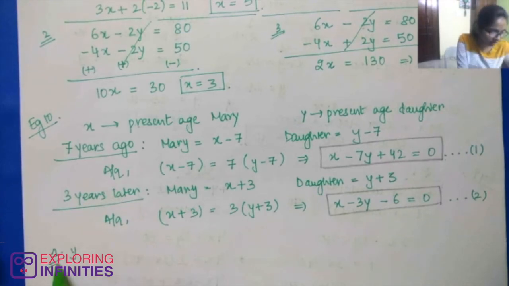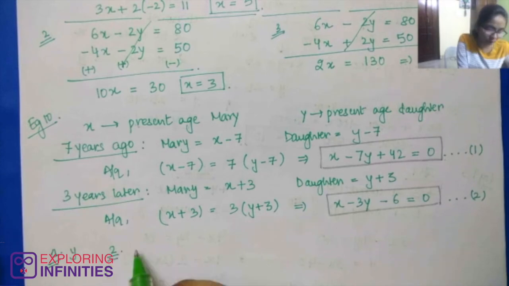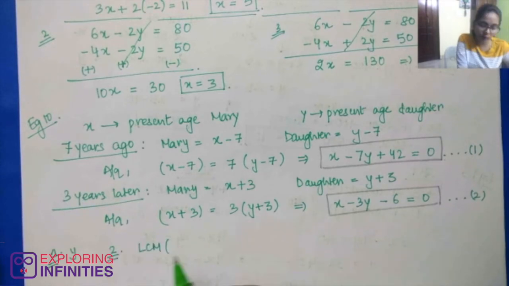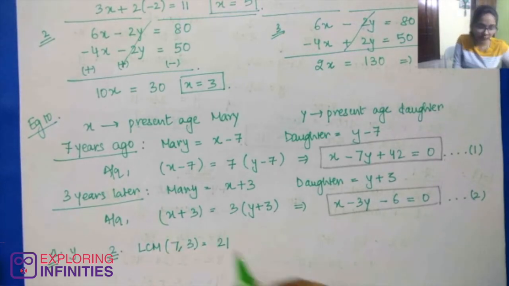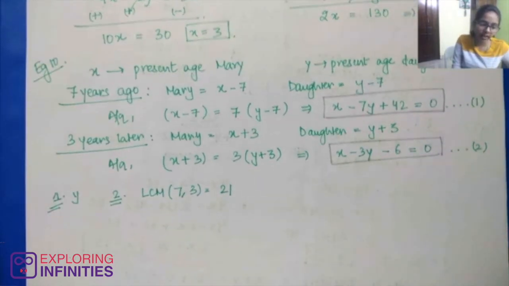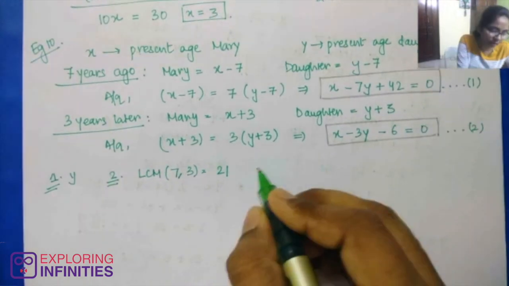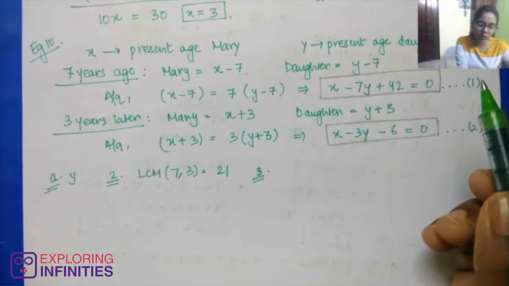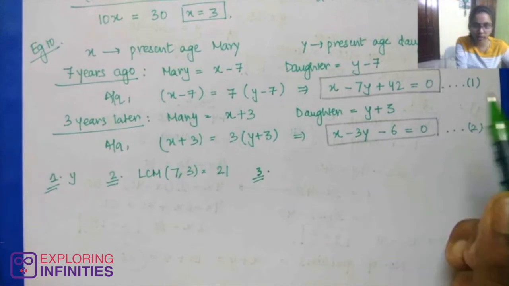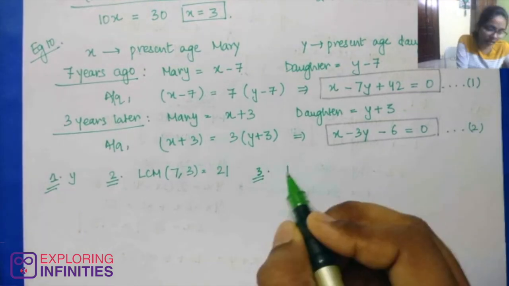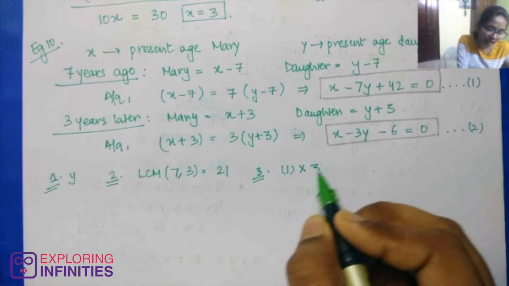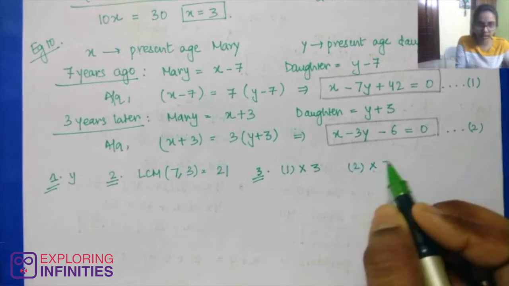My second step is to take the LCM of my coefficients for y, that is 7 and 3. So I have LCM as 21. My third step will be making my 7y into 21y and 3y into 21y. So I multiply my first equation by 3 and the second equation by 7.